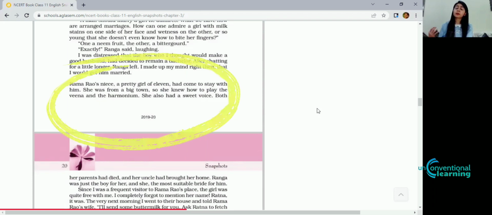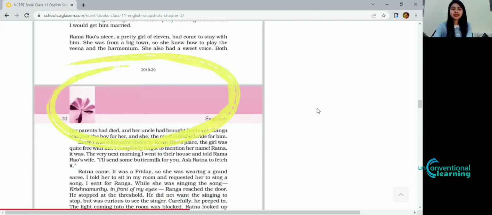And she had come from a big town to stay. And usko kya do instrument bajane aata tha? Veena and harmonium. So, who was Rama Rao's niece? The name is Ratna. Uska age kya hai? 11 saal. Ratna kiski niece thi? Rama Rao ki. वो कौन सा दो instruments बजाने जानती थी? Veena and harmonium. And she had a sweet voice. So, objectives are also being done.